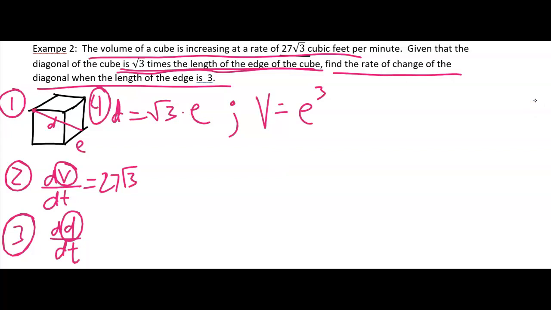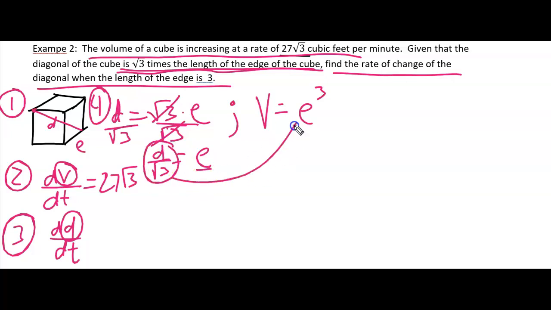So here's what I'm going to do. I'm going to take this formula over here and divide both sides by square root of 3. So now I have the edge is equal to D over the square root of 3. Why do I care about that? Since I know that E equals this, I'm going to plug it in over here. And that's going to give me a new formula that connects V to D. So V is equal to D over the square root of 3, cubed.